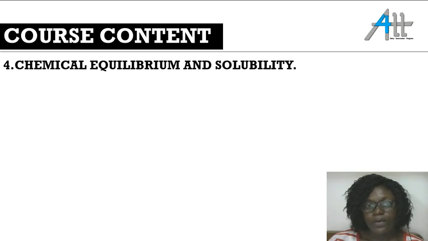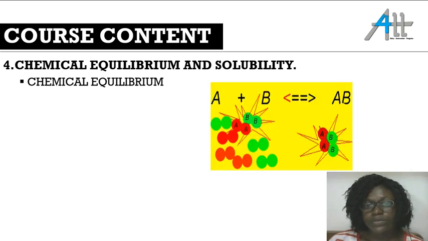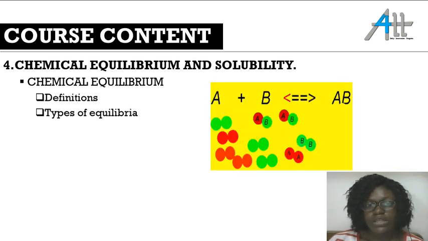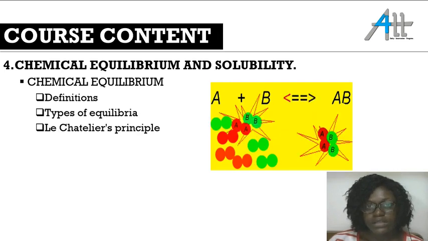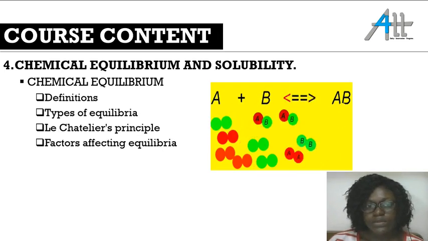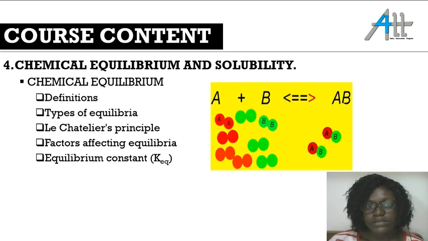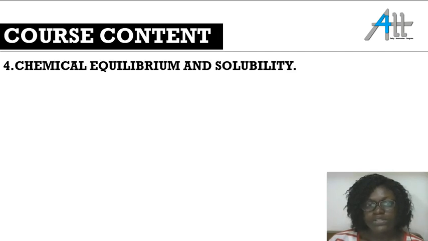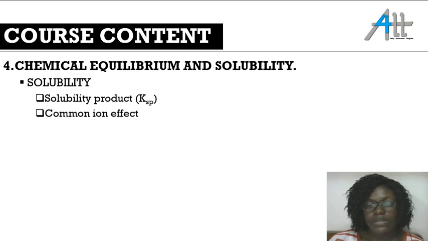We are going to move on to chapter 4, in which we are going to be talking about chemical equilibrium and solubility. Under chemical equilibrium and solubility, we are going to begin with chemical equilibrium. Under chemical equilibrium, we are going to begin with the definitions, the types of equilibria, Le Chatelier's principle, factors affecting equilibria, and finally the equilibrium constant. We'll continue with our next subtopic, solubility. Under solubility, we are going to have solubility product, common ion effect, and predicting precipitation.